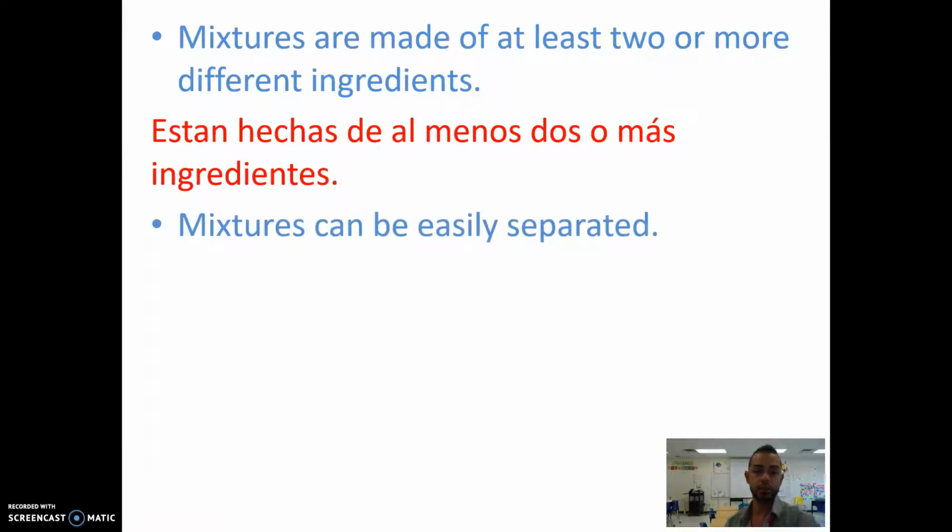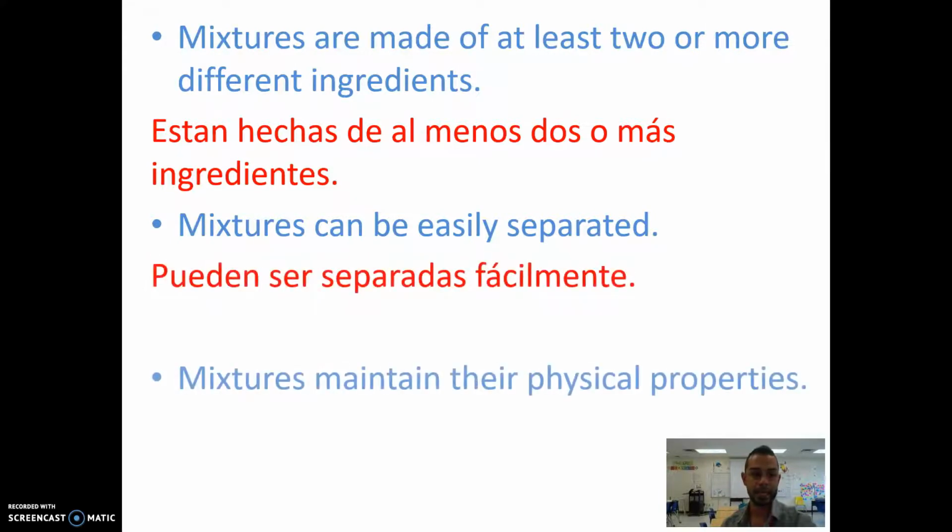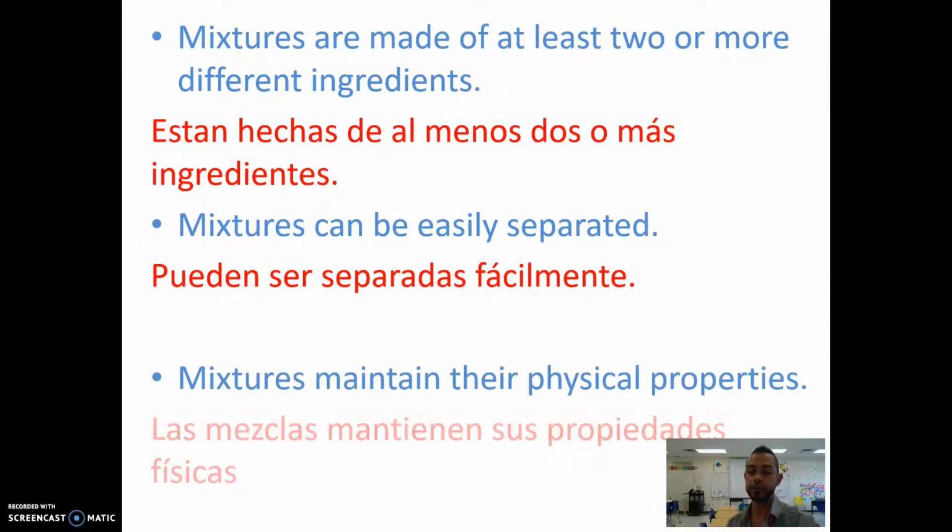The second one, mixtures can be easily separated. With the salad, if we take out all the different ingredients, it's going to be very easy to do it. And the third, mixtures maintain their physical properties. So again, when you combine all the different substances, those different substances need to keep or maintain their physical properties. If something changes, that's something different. It could be a solution or something else, but it's not a mixture. Mixtures maintain their physical properties.